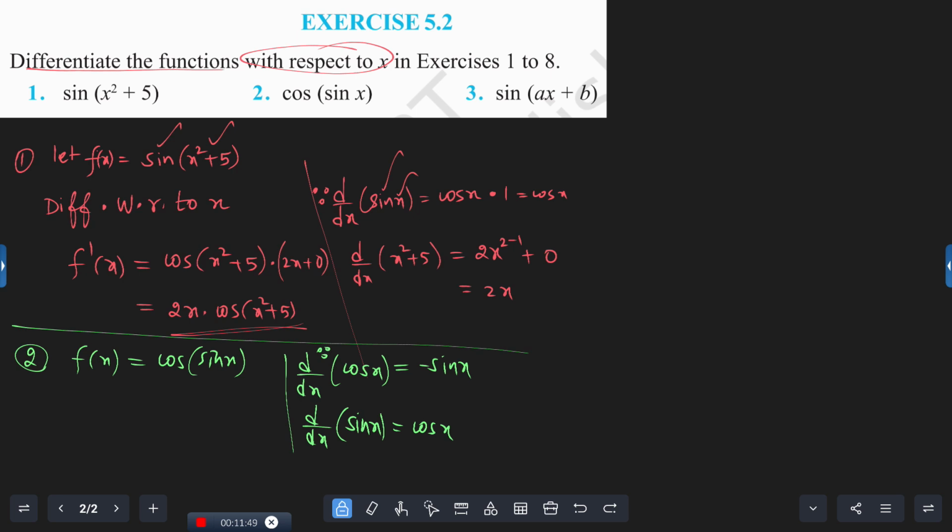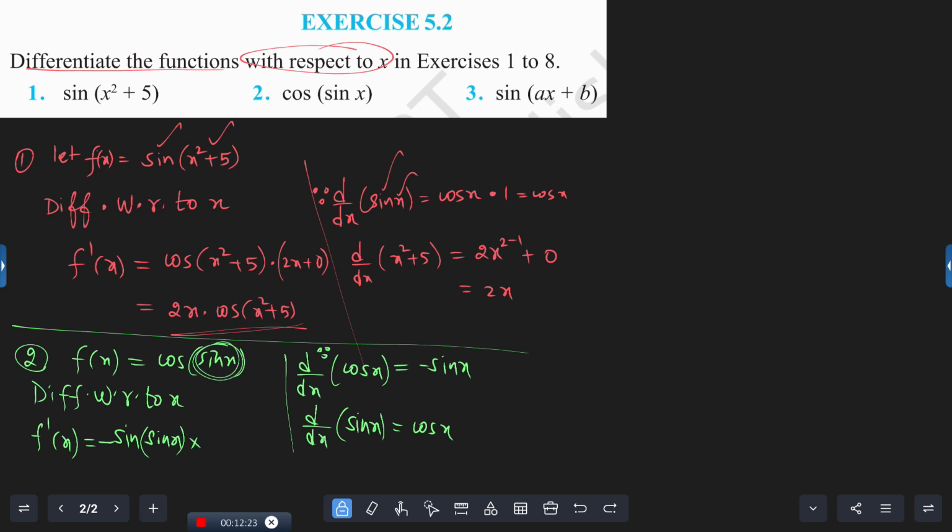Now differentiate with respect to x. So f dash of x is equal to cos derivative, which is minus sin. The angle you have to write as it is. Don't think sin into sin square, that is wrong. So minus sin, and instead of the angle, that will come as it is. Right. Now multiply.